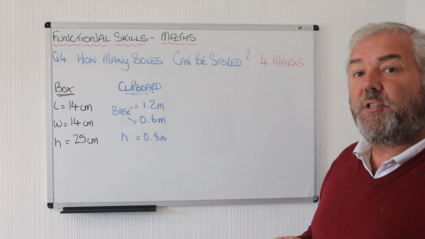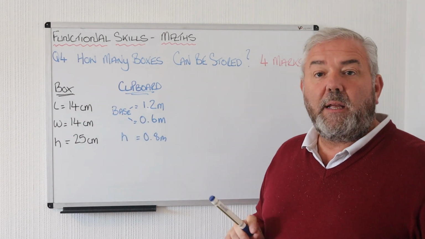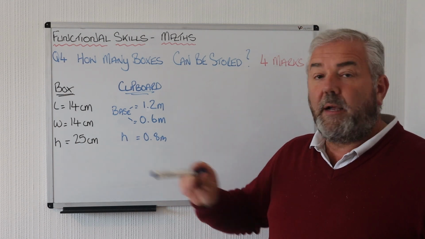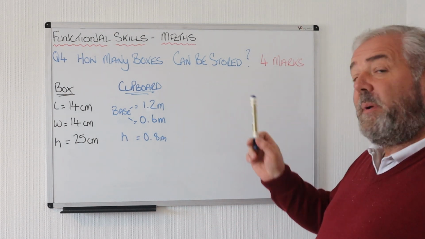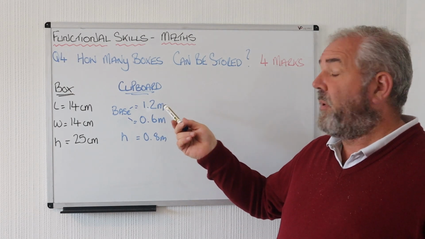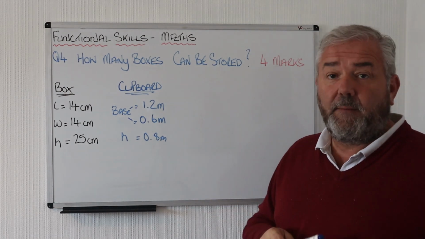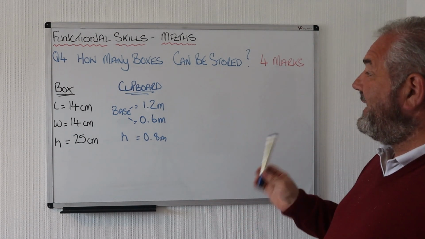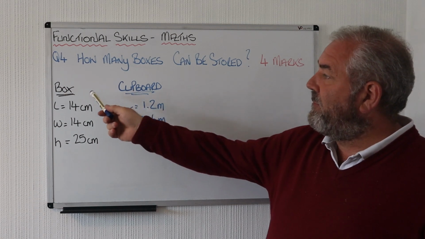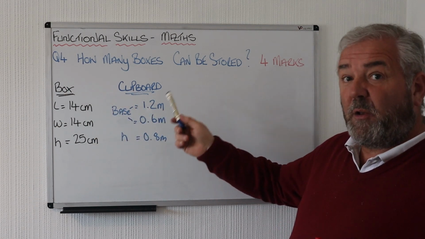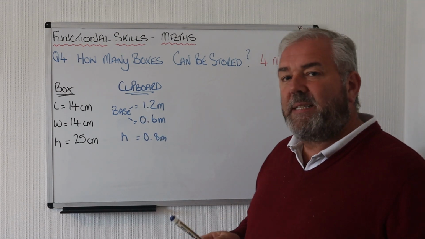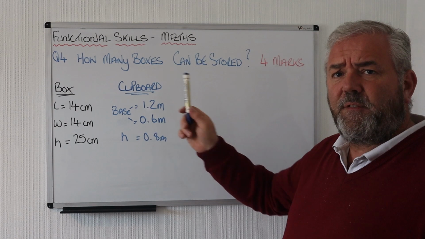Firstly, we're given the dimensions of the box. We're shown that the length is 14 centimetres, the width is also 14 centimetres, and the height is 25. The cupboard itself though, it just tells us what the base is. It tells us the base is 1.2 metres by 0.6, and it gives us the height. Now, in this example, it doesn't really matter what the dimensions of the base are, because the base of our box is the same, so it'll equate, as you'll see soon, not a problem. But the biggest problem we can see there is we've got 2 sets of units.